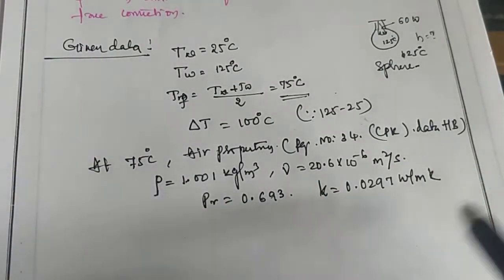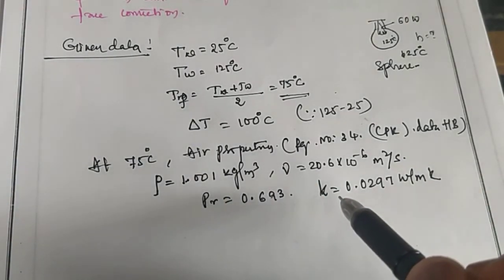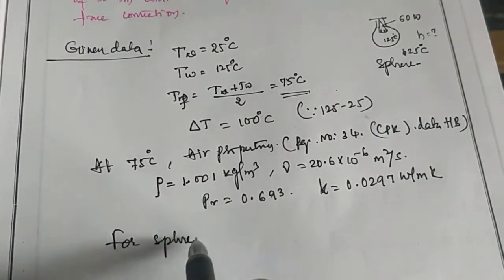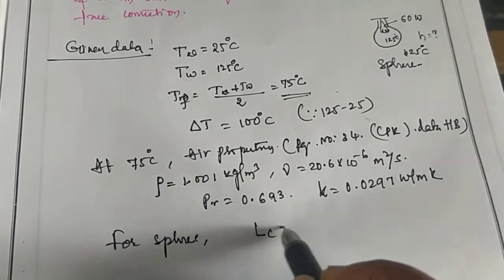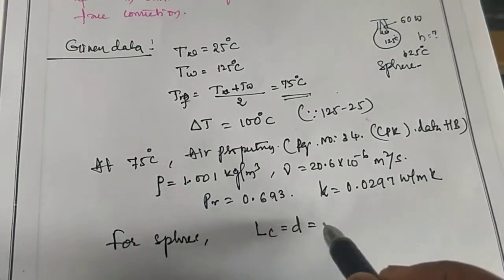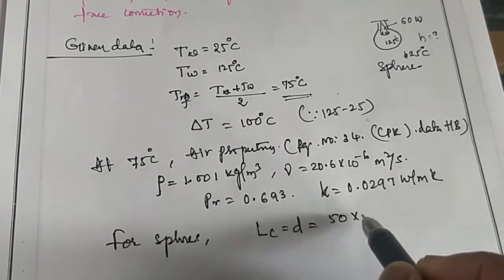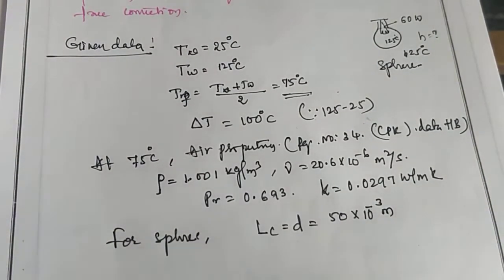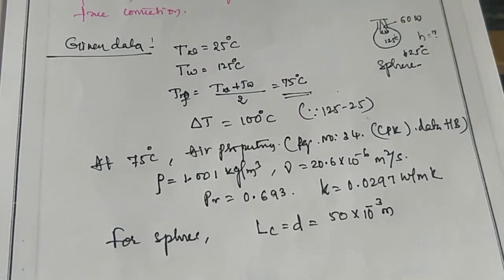These data are all taken from the heat transfer data handbook. Now for the sphere, the characteristic length LC is nothing but the diameter. The diameter is given as 50 into 10 to the power minus 3 meter. Now to calculate the heat transfer coefficient, we require some dimensionless numbers. In the heat transfer data handbook, you will get the dimensionless numbers.